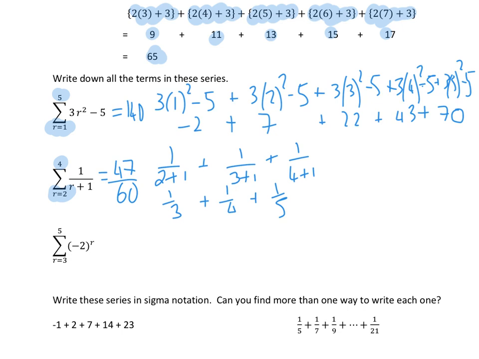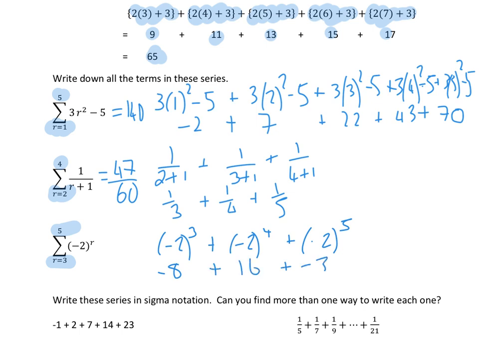And the last one, we're using r again, and this time we're starting with 3 and going up to 5. So I'm doing minus 2 cubed plus minus 2 to the power 4 plus minus 2 to the power 5. So I get minus 8 plus 16 plus minus 32. And again, I can type that in my calculator and get minus 24.